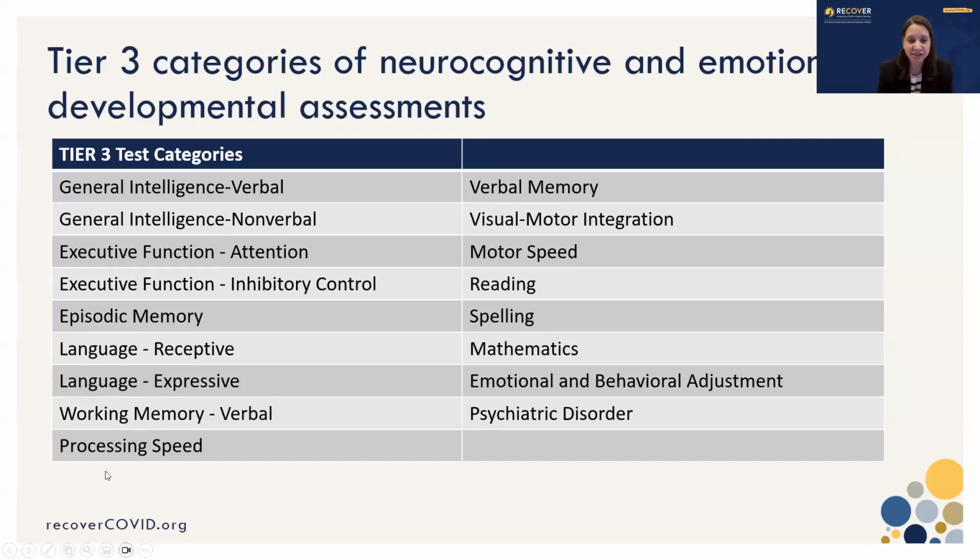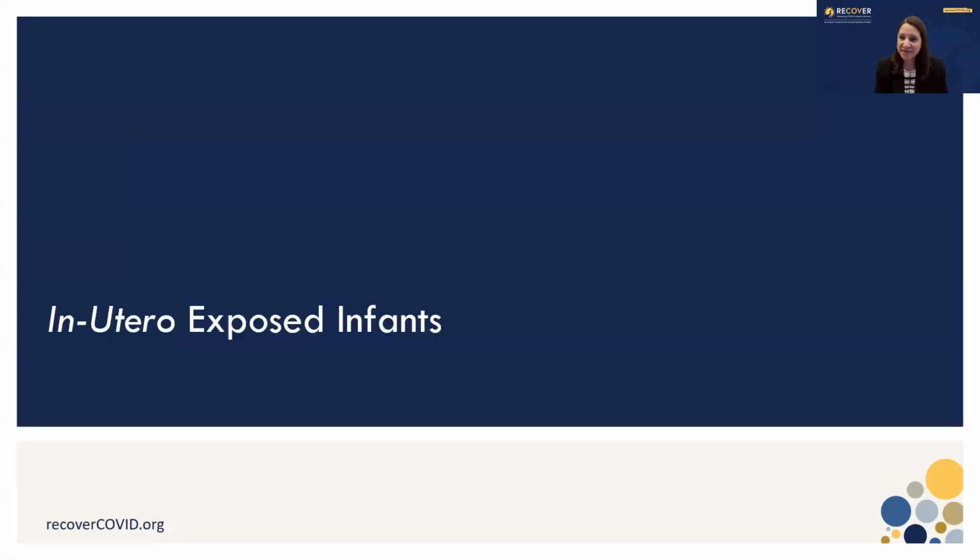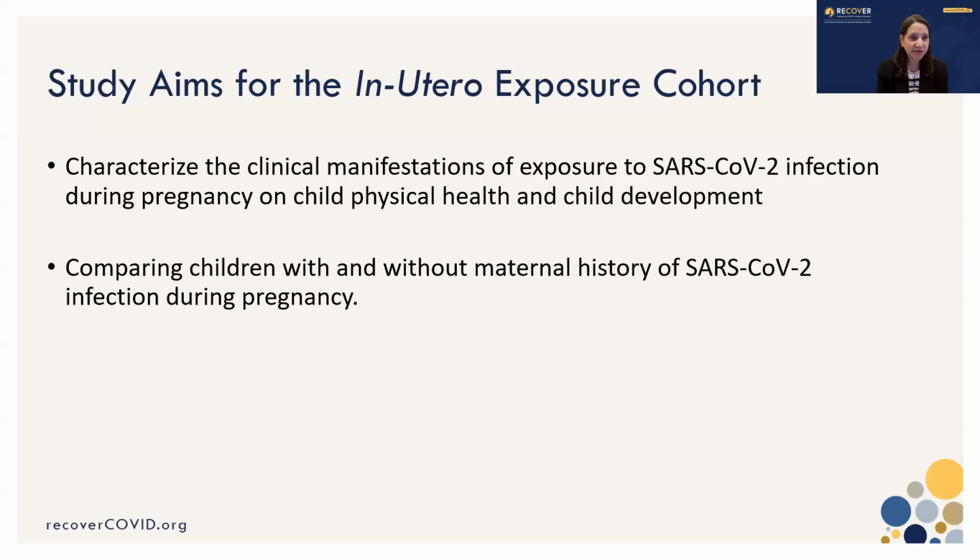psychological symptoms and disorders. And so I'm going to end my talk just highlighting some of the unique differences about our final cohort type, which is the in utero exposed infant cohort. One of the unique aims for this cohort is to characterize the clinical manifestations of exposure to SARS-CoV-2 infection during pregnancy on child physical health and child development. And we do this by comparing children with and without a maternal history of SARS-CoV-2 infection during pregnancy.